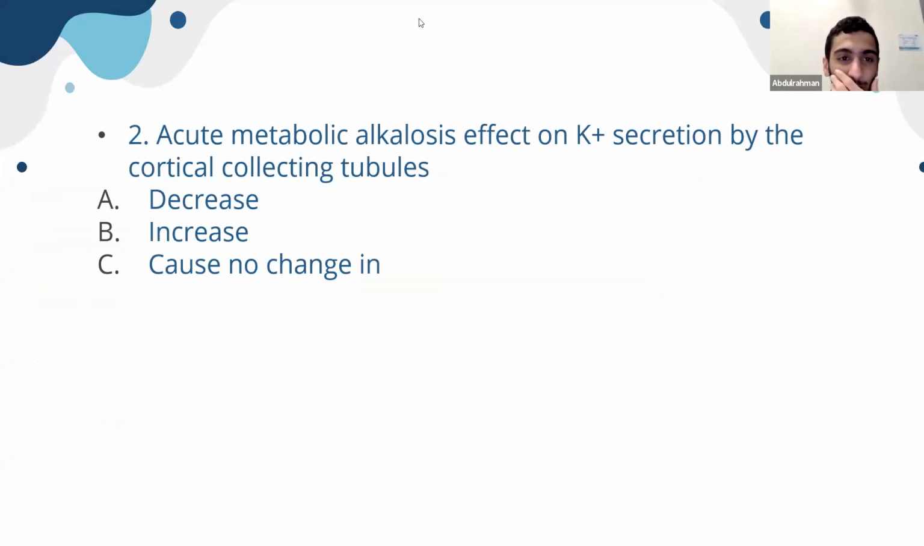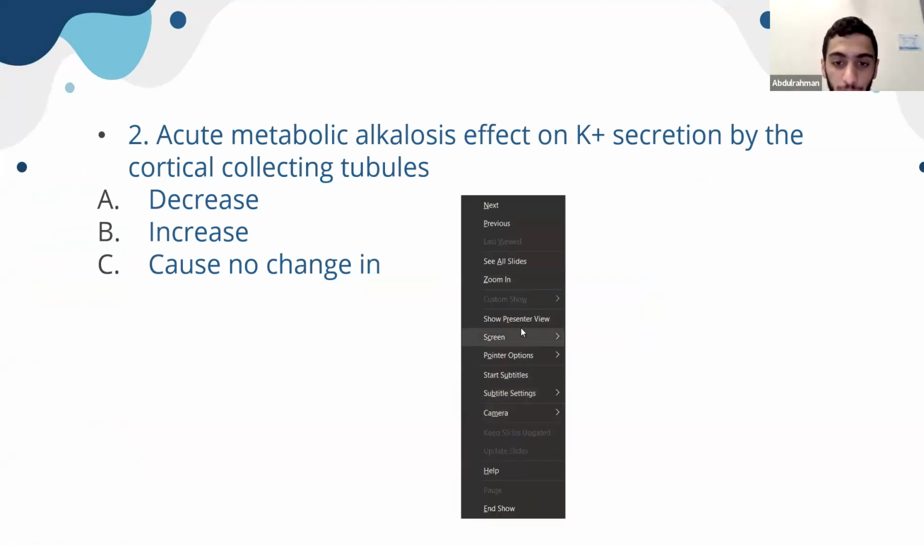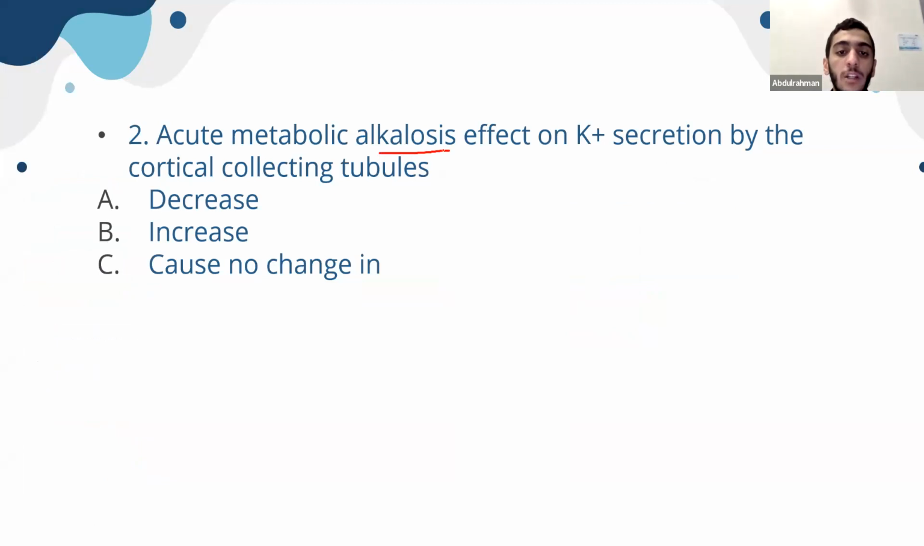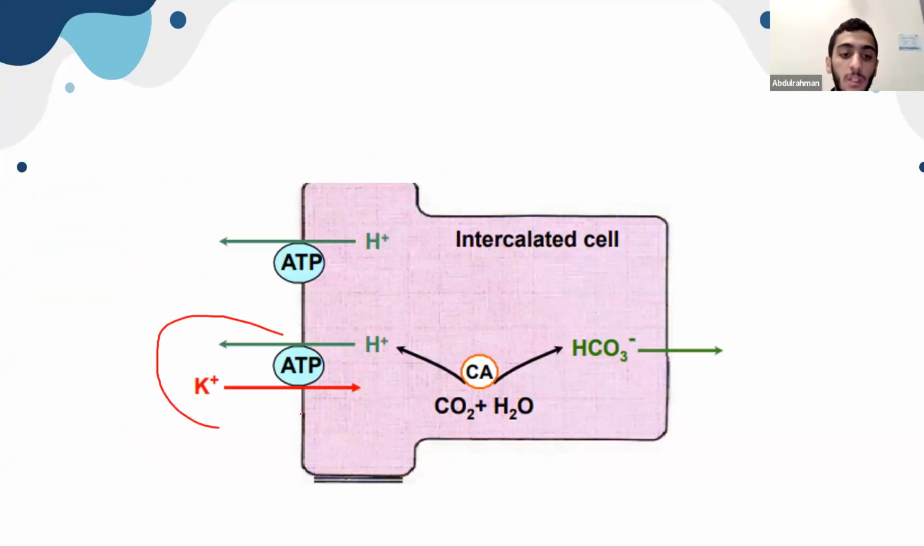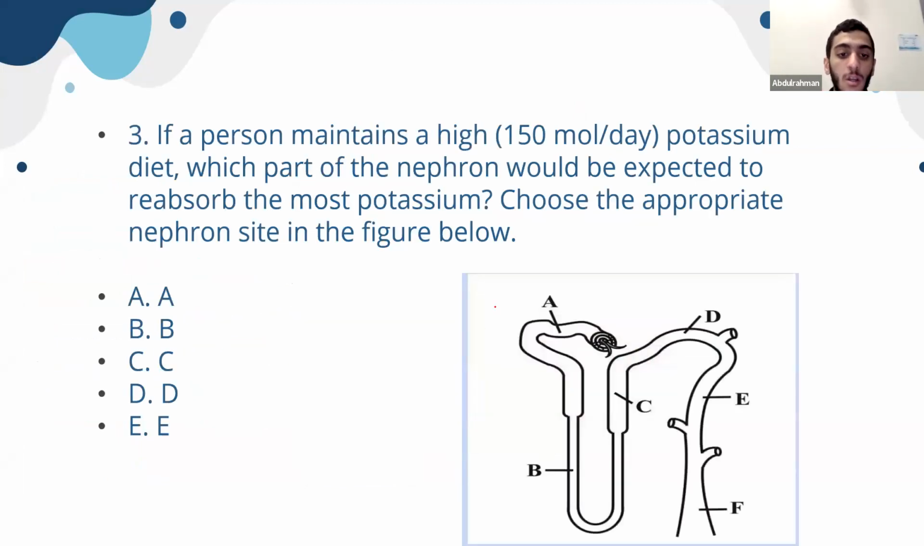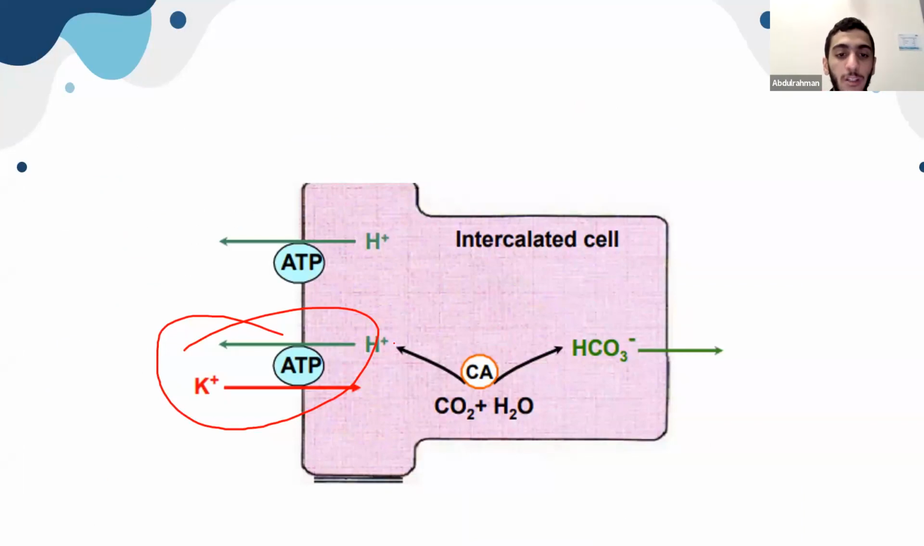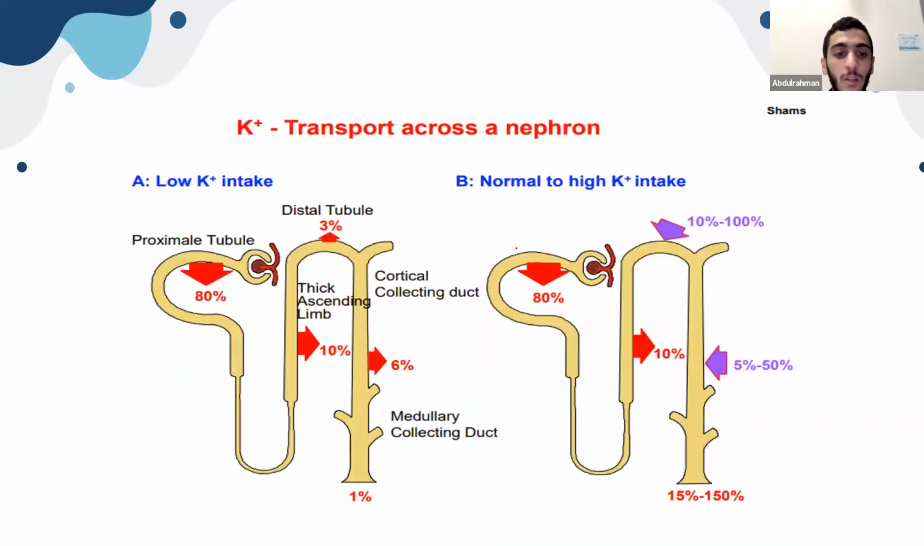Okay, so the next question: acute metabolic alkalosis, the effect on potassium secretion by the cortical collecting tubules. Let me find the pen. So the effect of alkalosis on potassium. B. Yep, you're right, because H plus and potassium are going to be exchanged with each other. I'll leave it here if you want to look at it again. H plus and potassium will exchange with each other.